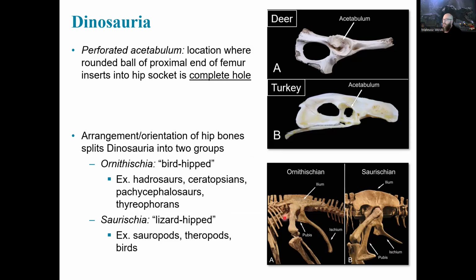In ornithischians, the pubis sits and hugs along the ischium and is running more or less parallel with it. Whereas in saurischians, it goes more anteriorly, forming almost like a hatchet on the very end of it as well. So ornithischians are nicknamed bird-hipped, whereas saurischians are nicknamed lizard-hipped. But, as you probably noticed, why is it that birds are under saurischians, which are lizard-hipped, and not bird-hipped ones?